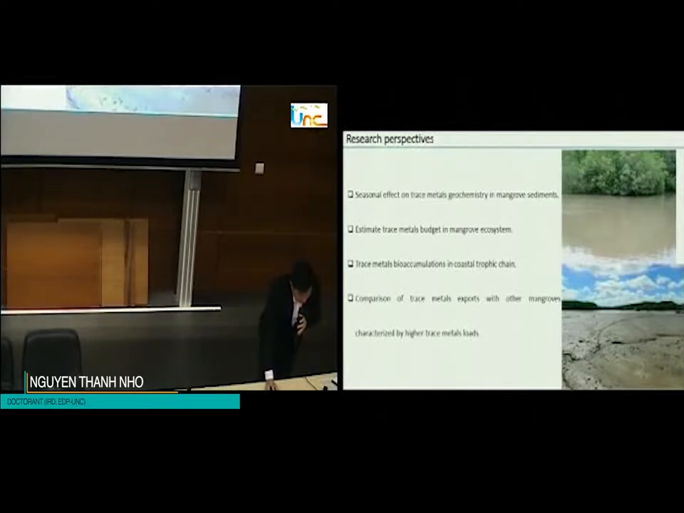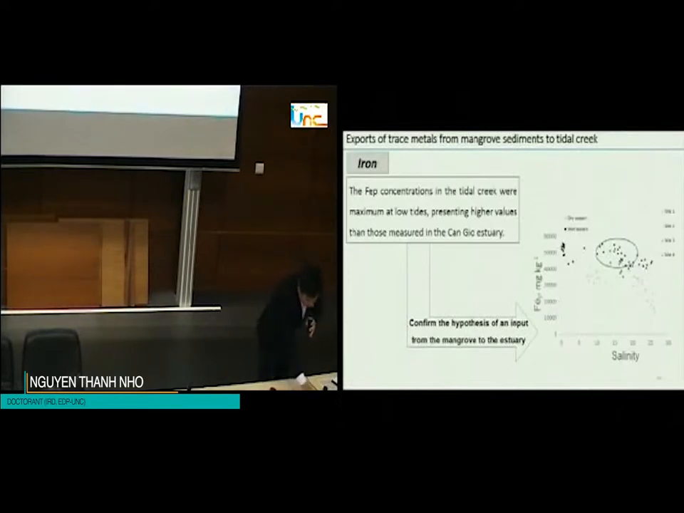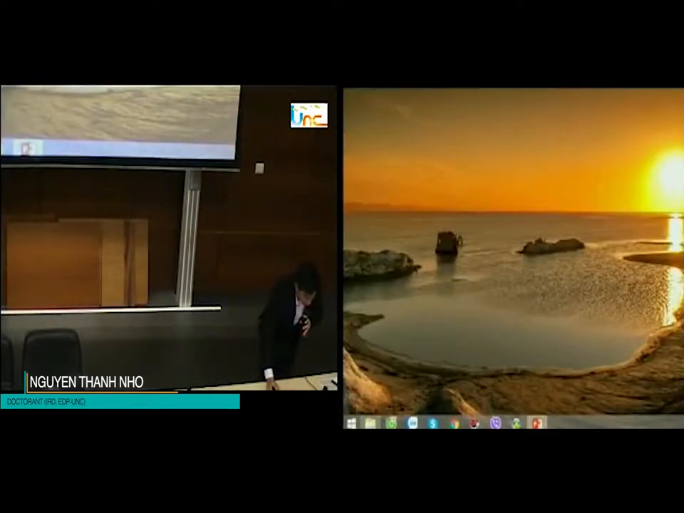And for my presentation, for trace metal partitioning in the estuary, we already showed you the high concentration of particulate metal in the estuary.